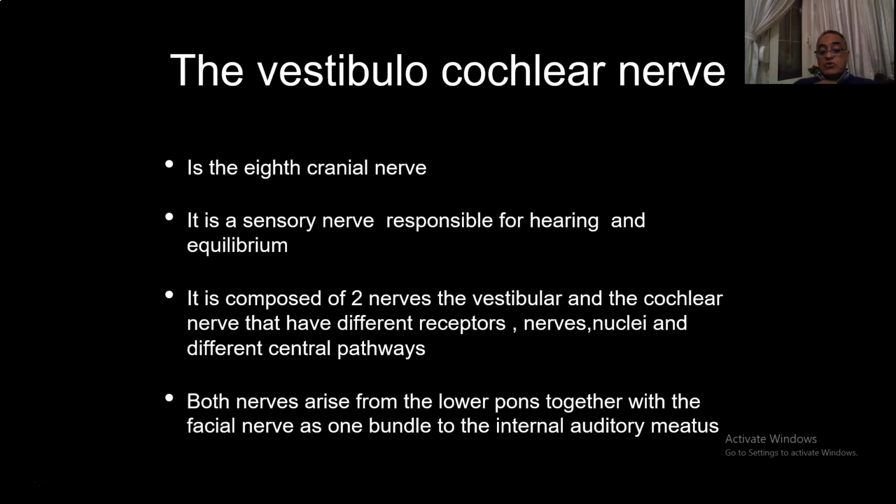It is composed of two nerves actually, the vestibular nerve and the cochlear nerve, that are different in their receptors, their nerves, their nuclei, and the different central pathways. Both nerves arise from the lower pons at the cerebellopontine angle, at the junction between the pons and the upper medulla, with the facial nerve as one bundle to the internal auditory meatus.